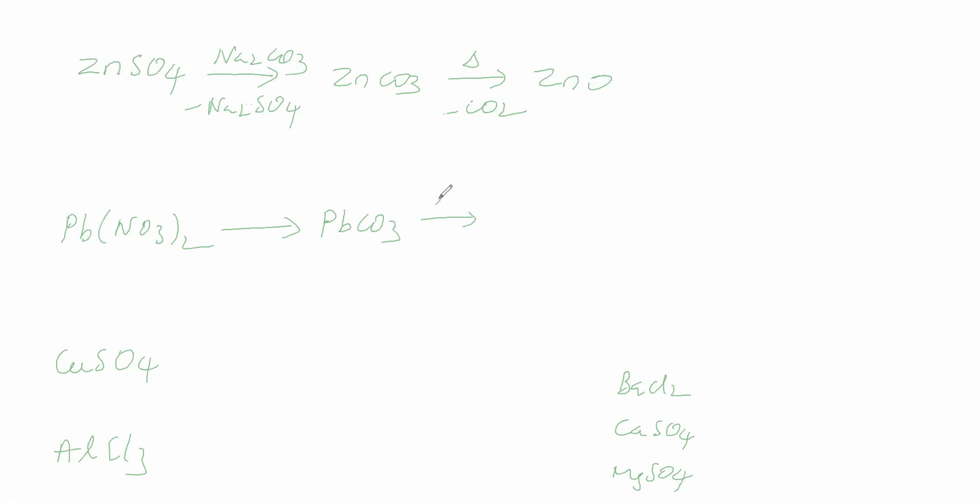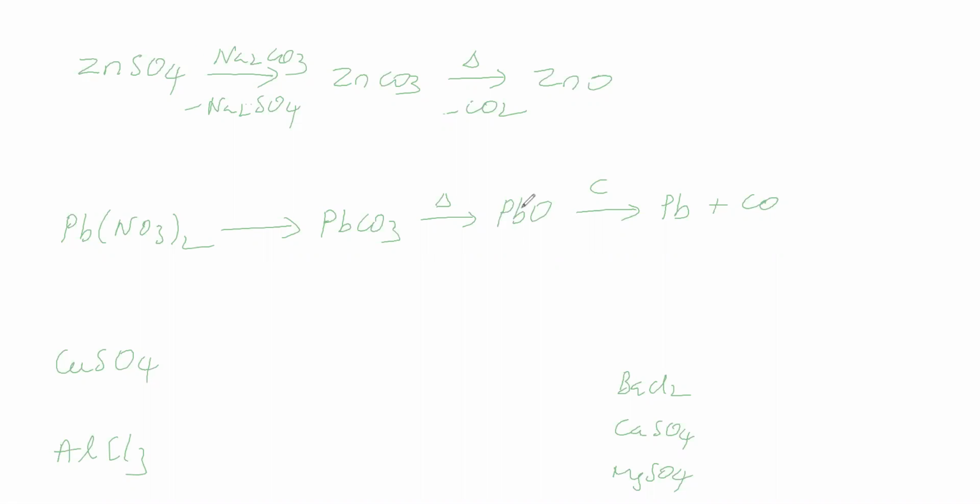Lead carbonate on heating with reducing flame undergoes decomposition to give lead oxide and carbon dioxide. This lead oxide, plumbous oxide, takes carbon from the reducing flame, undergoes a reduction, and becomes lead metal and carbon monoxide.